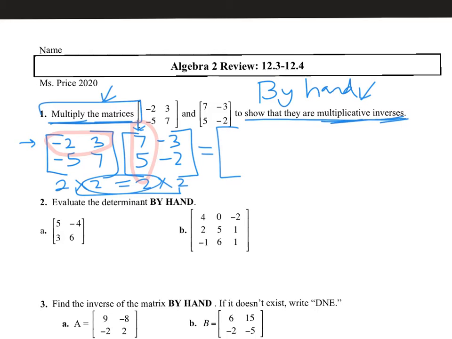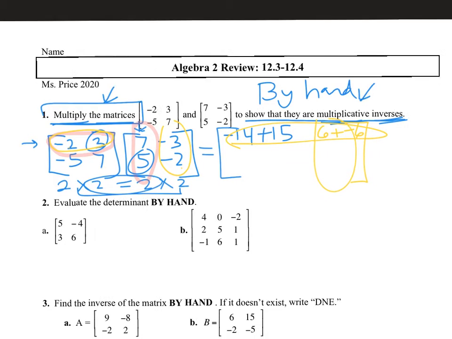Across and down. So I've got -2 times -7 is 14, and 3 times 5 is 15. That's going to go in row 1, column 1. Now row 1, column 2: -2 times -3 is 6, plus 3 times -2 is -6.